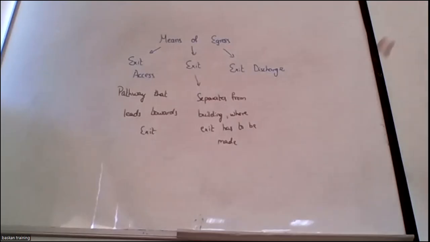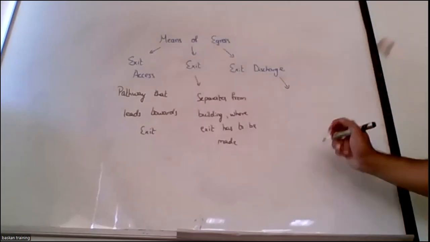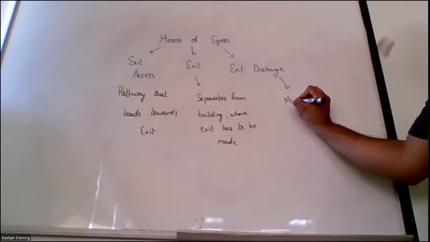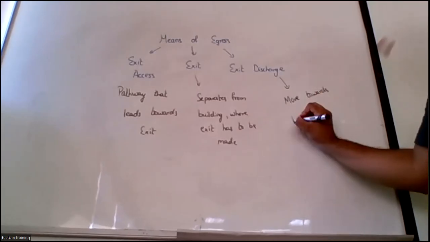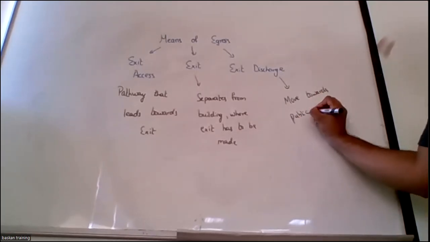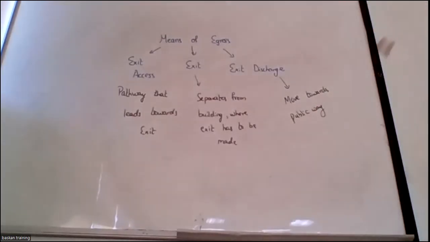Then comes the third important component, that is exit discharge, meaning when you move out towards the public way, completely isolating yourself from the building, outside in the public way. So the footpath near or opposite a street, that is your exit discharge. So these are the three components of the means of egress.